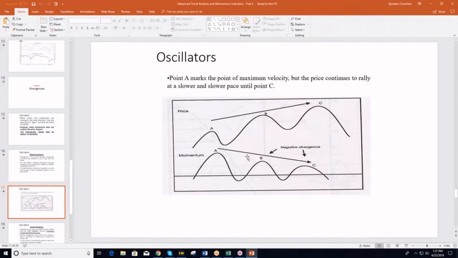So I repeat, negative divergence, you need to have an uptrend. You observe higher tops on the actual price action, but on the momentum you observe lower, declining, or equal tops. It's called divergence because the direction of the tops on the price is increasing and the direction of the tops on the oscillator is either flat, horizontal, or decreasing.